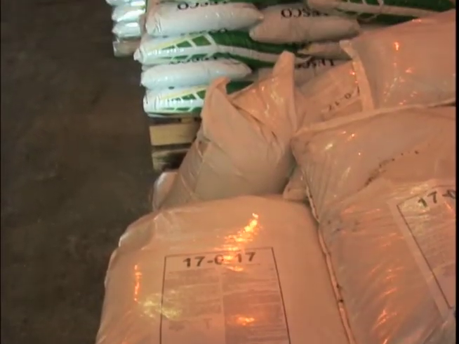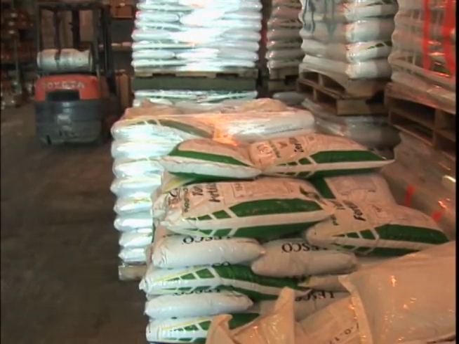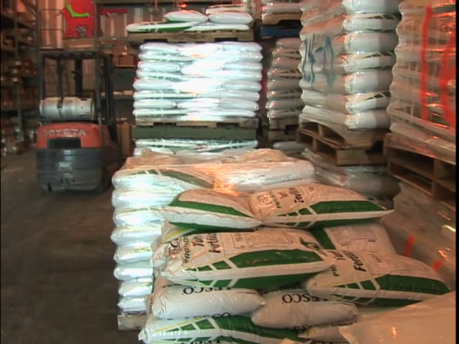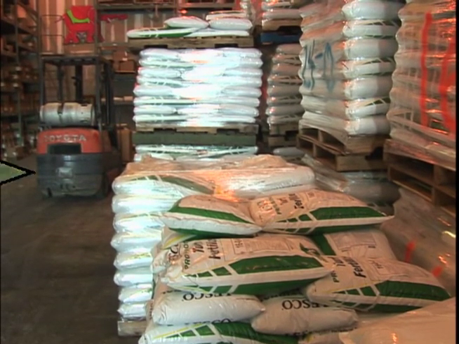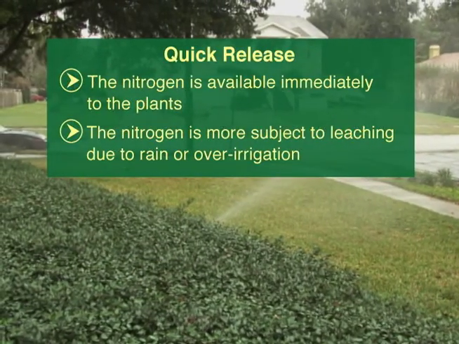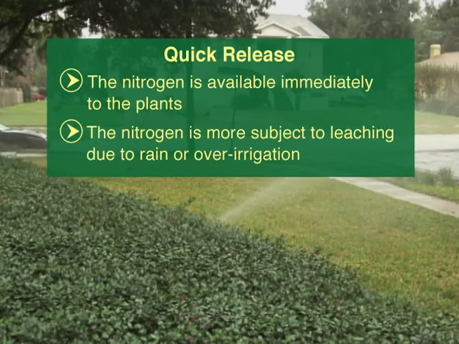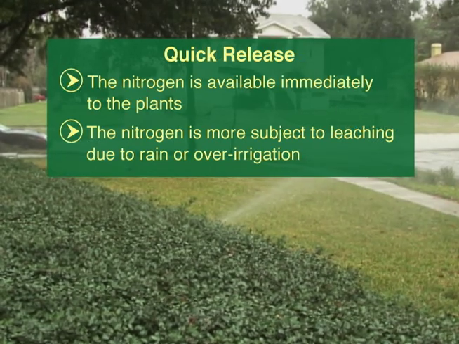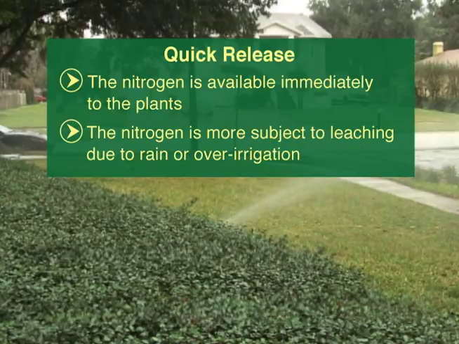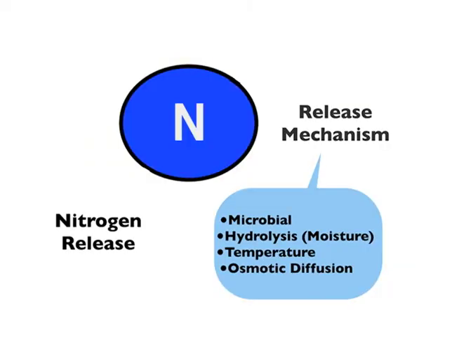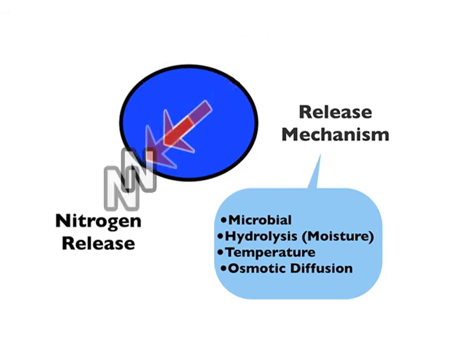There are many fertilizer formulations, but only two forms of nitrogen in fertilizers, either quick release or slow release. Quick release means that the nitrogen is available immediately to plants. Quick release is more subject to leaching due to rain or over-irrigation. Slow release fertilizers release nitrogen slowly over time, providing a continual feeding for perhaps 60 to 90 days or more. The timing depends on the release mechanism for the nitrogen and environmental conditions.